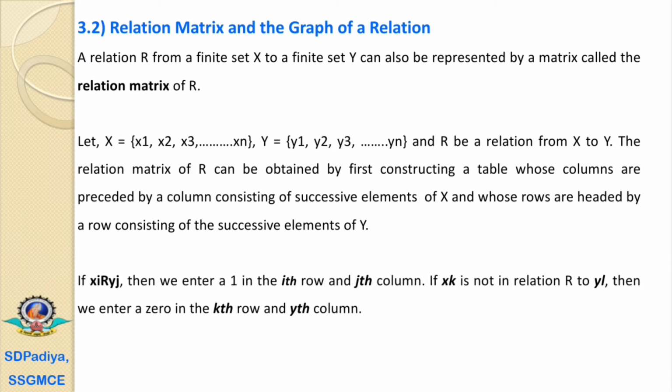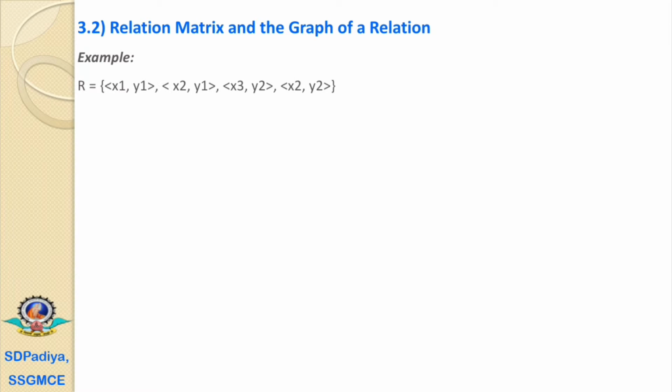If xi has a relation R with yj, then we have to enter 1 in the ith row and the jth column. But if xk is not in relation R to yl, then we have to enter 0 at the kth row and the lth column. If for two elements there is a relation, then we enter 1. If there is no relation, then we enter 0. Let's have an example.